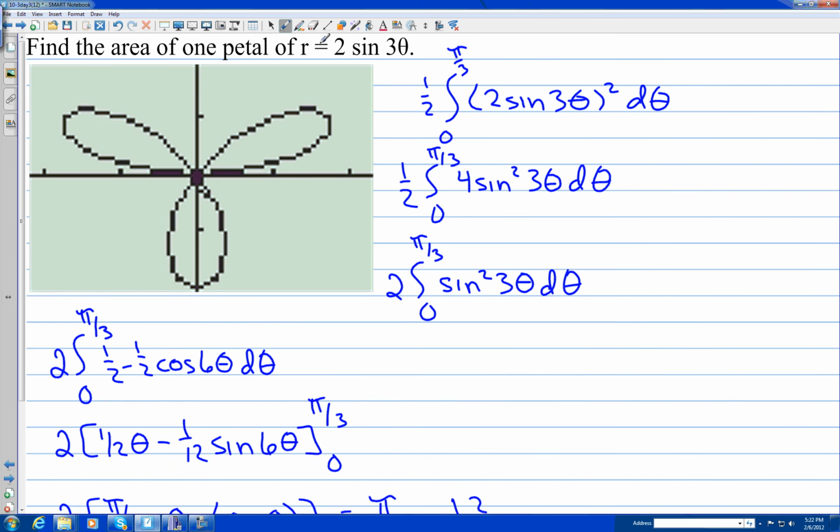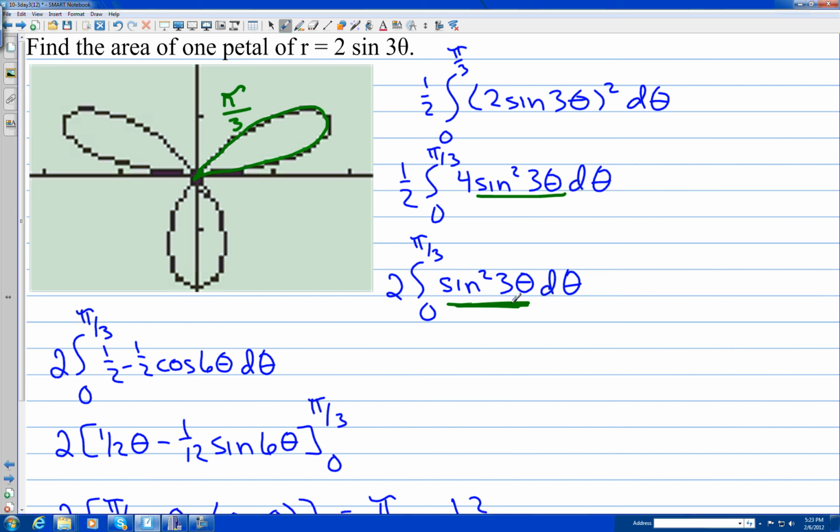Find the area of one petal of r equals 2 sine of 3 theta. So here we have a rose with 3 petals. At 0, we're at 0, and then this one petal is going to finish in pi over 3. So here we have 0 to pi over 3 of 1/2 of the r squared. We have sine squared of 3 theta. And I've pulled out the 4 here, made it 2.